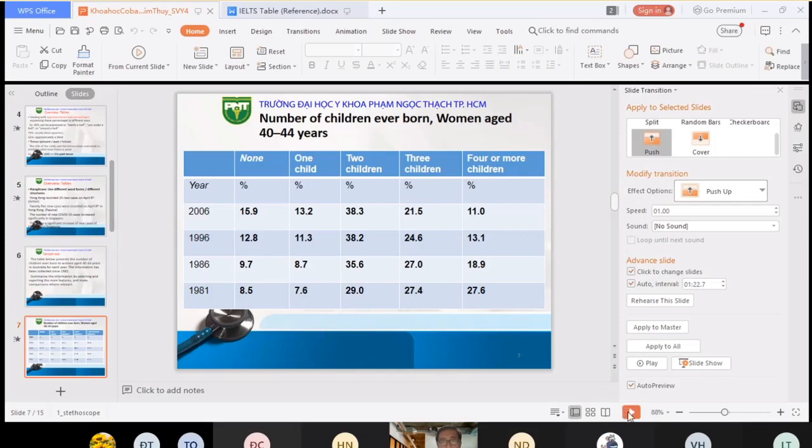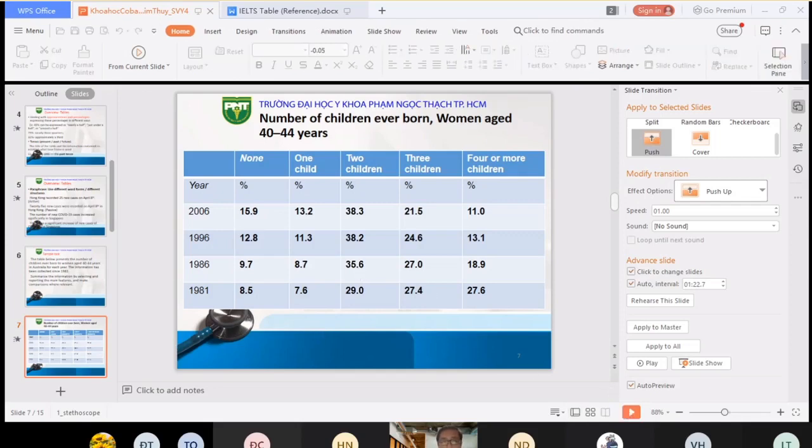Now we have a table for you to have a look at. Number of children ever born, okay? Women's age 40 to 44 years of age, okay? So when you take a first look at this table, you have to notice how many columns this table has. So we have 1, 2, 3, 4, 5, 6 columns, okay? So you have to ask yourself, what does each column of the table represent? What does each line represent?